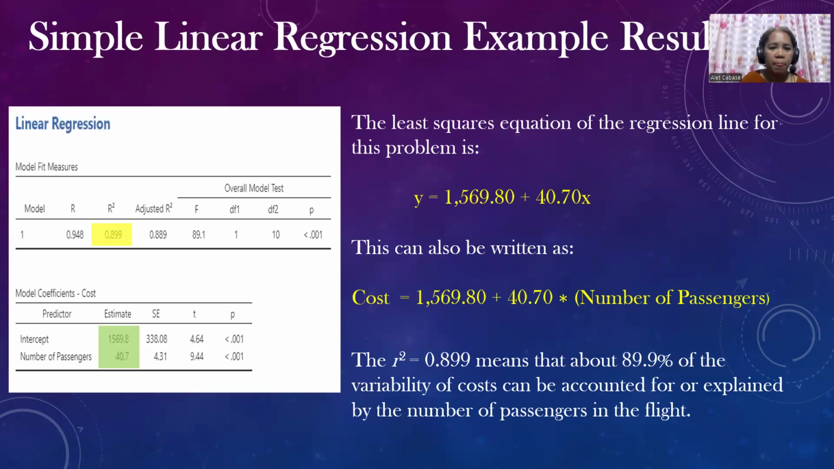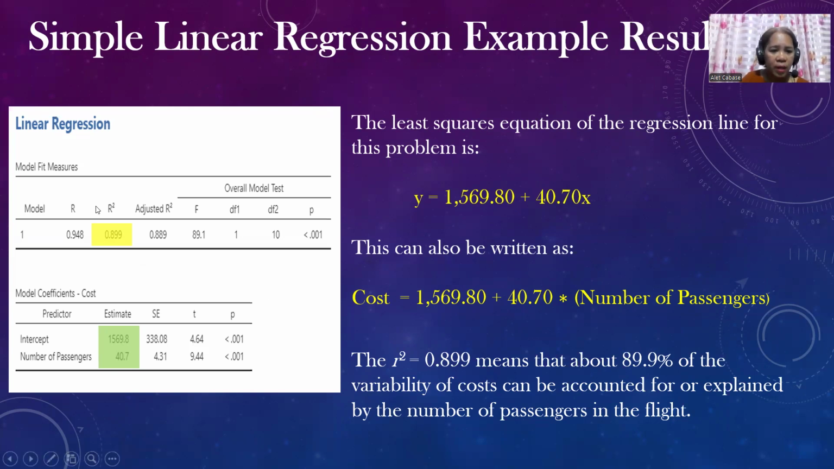So here, the least squares equation of the regression line for this problem is y equals 1569.80, this is the y-intercept, plus 40.70x. So this is the slope, 40.70x. This can also be written as cost equals 1569.80 plus 40.70 times the number of passengers.